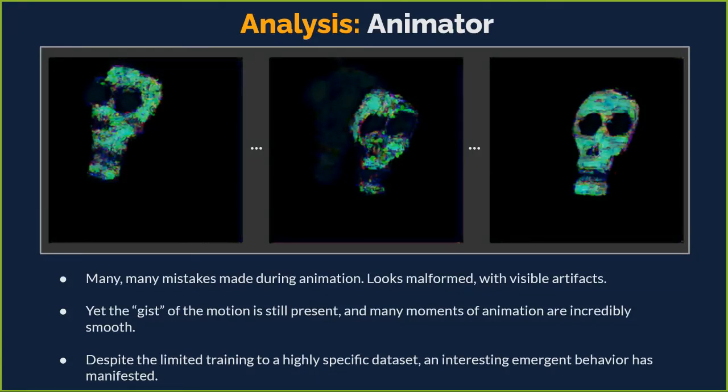So, despite this limited training on this highly specific data set of a Betty Boop cartoon, this interesting emergent behavior has manifested where it's able to just get barely good enough. It gets really close to being correct.